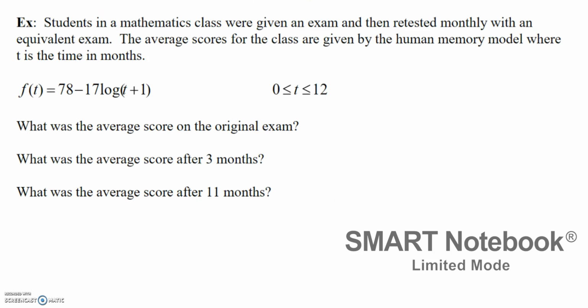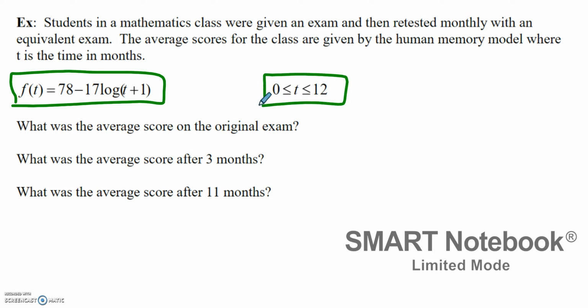Last problem. Students in a math class were given an exam and then retested monthly with an equivalent exam. The average scores for the class are given by the human memory model, where t is time in months. So someone actually figured out this model. Again, pretty impressive. And the reason that t is between 0 and 12 is that's the number of months per year. What is the average score on the original exam?